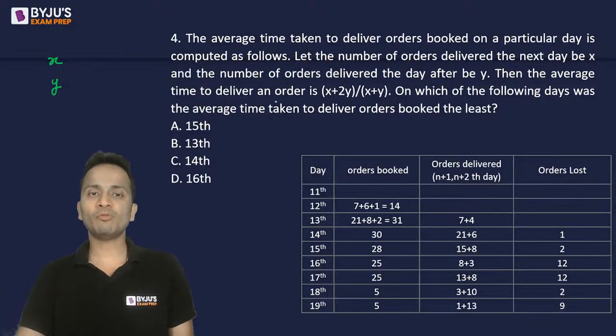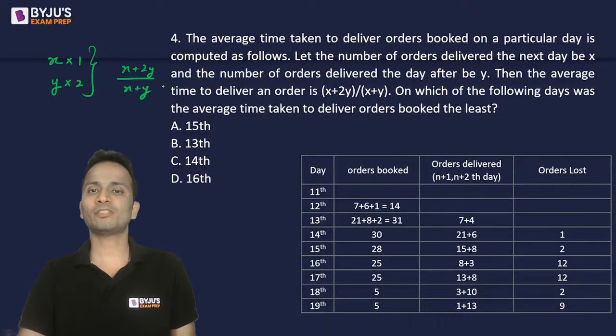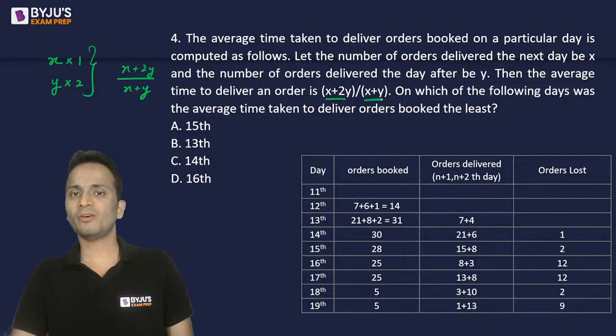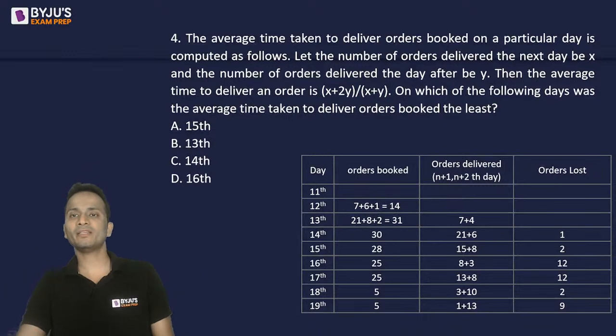Then the average time to deliver an order is X multiplied by 1, Y multiplied by 2, add these. So X plus 2Y divided by the number of orders X plus Y. Okay, right? So number of days taken divided by the number of orders. This is how they are calculating the average time taken.